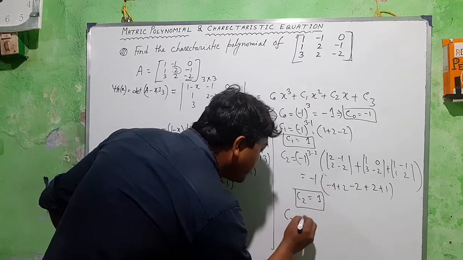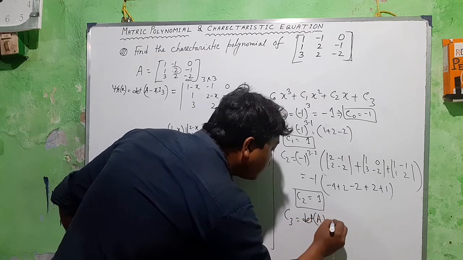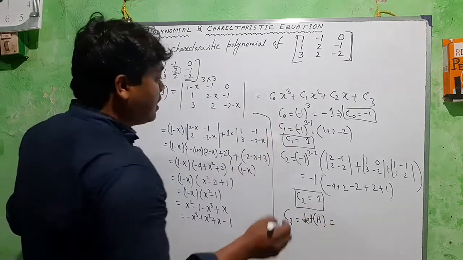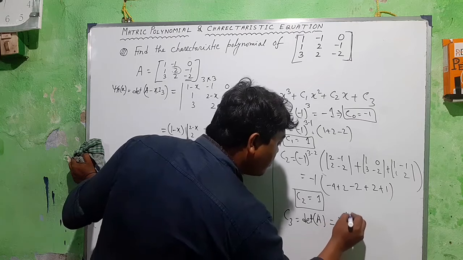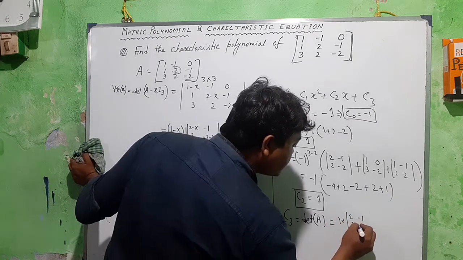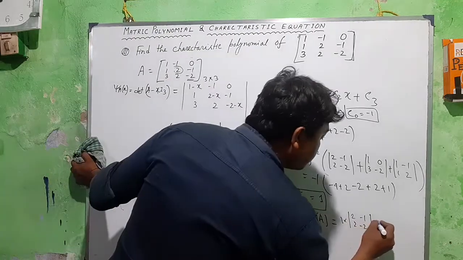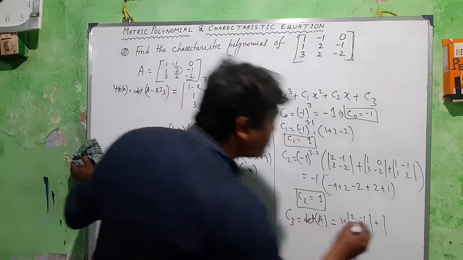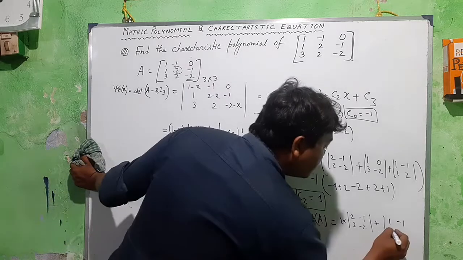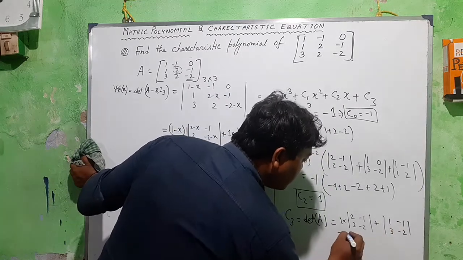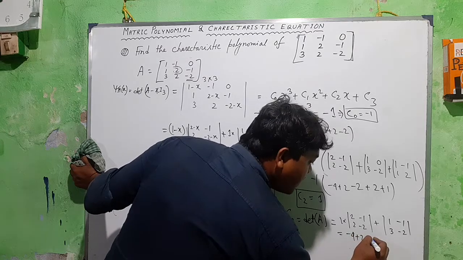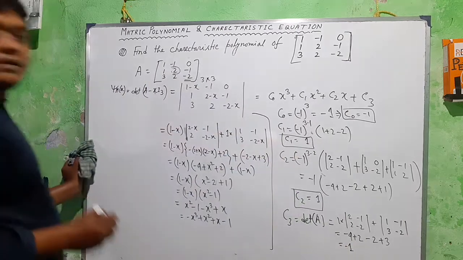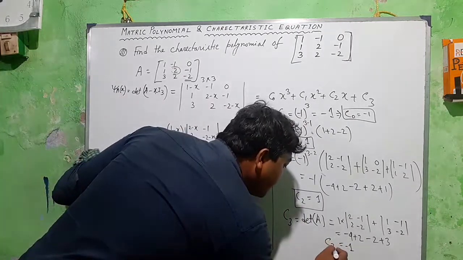and c3 equals the determinant of A. How to calculate the determinant of A? Just expanding with the elements of the first row: 1 into 2 minus 1, 2 minus 2, minus of minus 1, that is plus 1 into this column and first row element, 1 minus 1, 3 minus 2. So minus 4 plus 2 minus 2 plus 3. 2 cancels, so that gives minus 1.